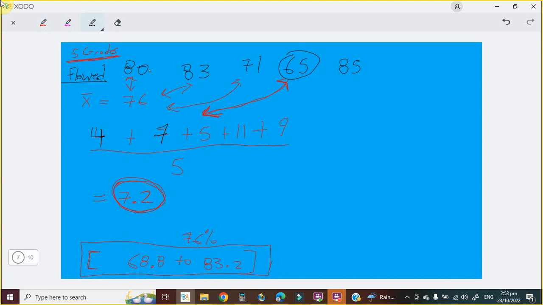Because notice we're subtracting 80 minus this gives 4. 83 minus this gives that. 71 minus that should be negative 5. 65 minus that should be negative 11. But if we do that, we're not going to get the true approximation of our deviation, of how much we can expect each one to deviate by. So in order to eliminate the negatives, what we do is square the value and then we square root it back. See it?